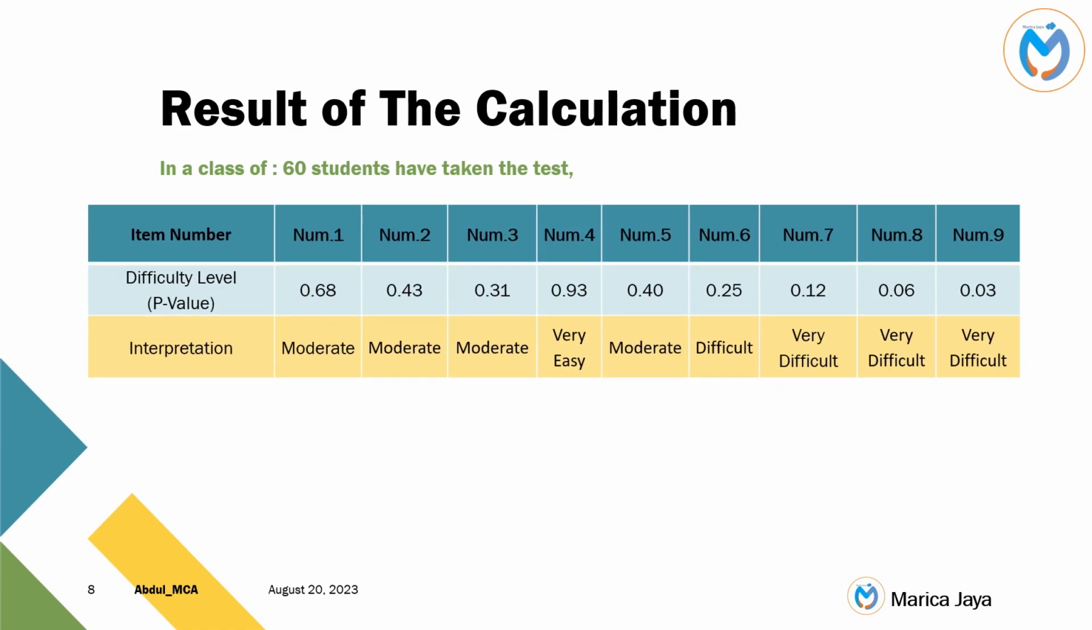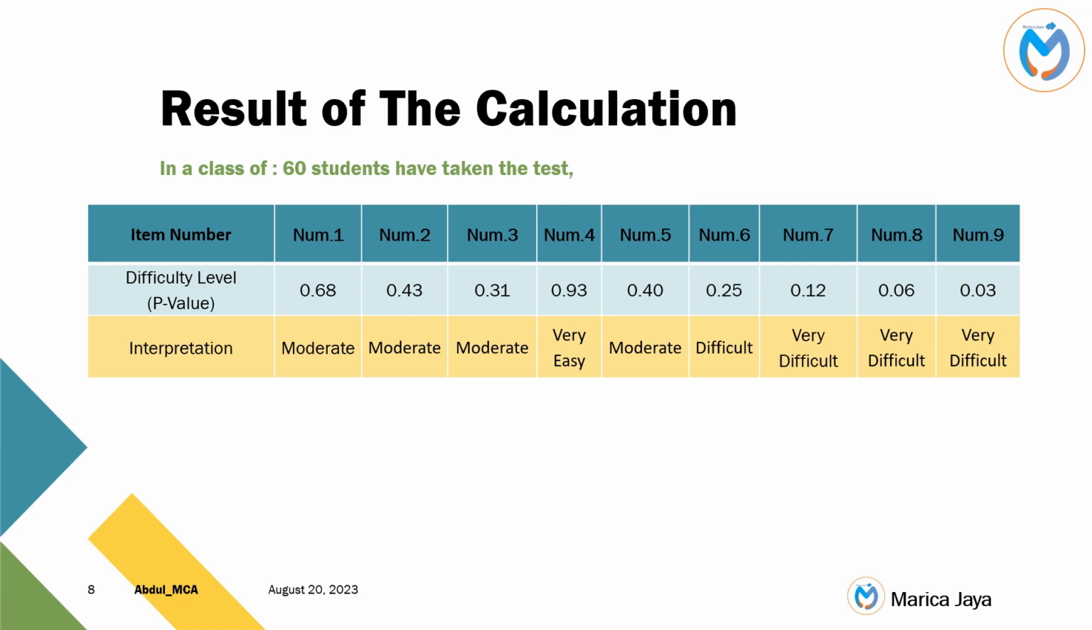From 9 items, item number 1 has the p-value of 0.68. Item number 2 has a p-value of 0.43. Item number 3 has the p-value of 0.31. So item number 1, 2, and 3 are categorized as moderate items. Item number 4 has a p-value of 0.93, so the item is categorized as a very easy item.